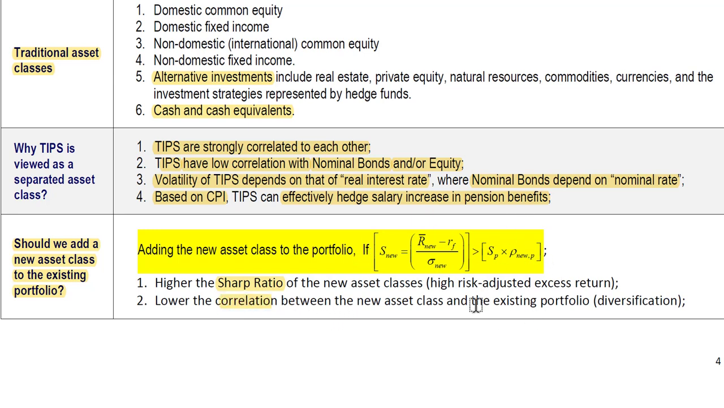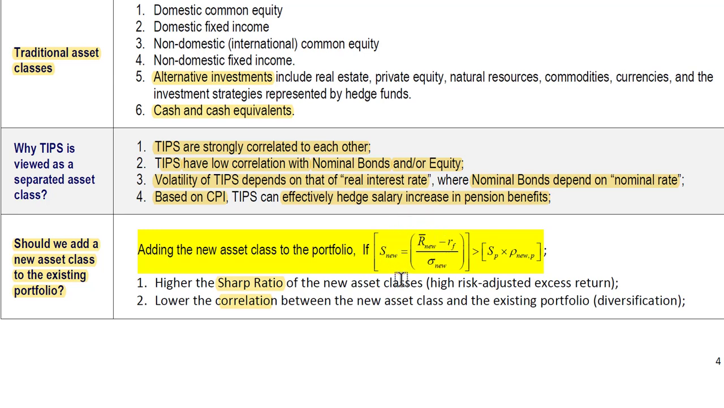Let's look at this formula. Sharpe ratio: what does a Sharpe ratio do? Sharpe ratio measures the risk adjusted excess return. Let me repeat: Sharpe ratio is the risk adjusted excess return. So here it's the expected return of the new asset minus the risk-free rate. That is the excess return, the additional return over the risk-free rate, divided by the volatility of the new asset. So this is the excess return adjusted by the volatility. So, risk adjusted.